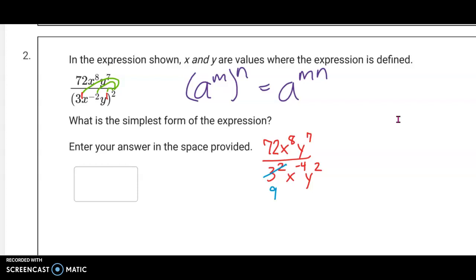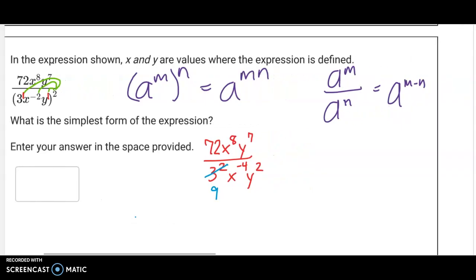3 squared is 9. Now we have one more rule we're going to use here as well, guys. It's the division rule, because that's what a fraction is, division. So if we have a, here's the rule, a to the m divided by a to the n is equal to a to the m minus n, meaning that we subtract the exponents.